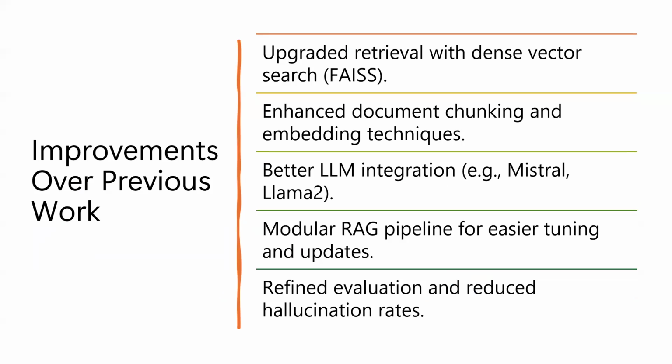Moving on to the improvements over our previous work. In earlier versions, the system struggled with retrieving the most relevant documents and sometimes generated outputs that were factually inconsistent. In this enhanced version, we have improved the retrieval mechanism by integrating a more robust retriever model and fine-tuned our generator on domain-specific data. We also added better post-processing techniques to ensure high factual consistency.